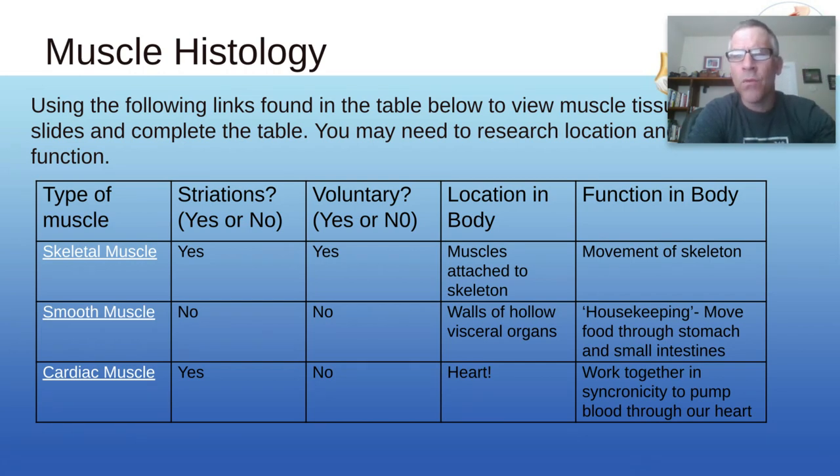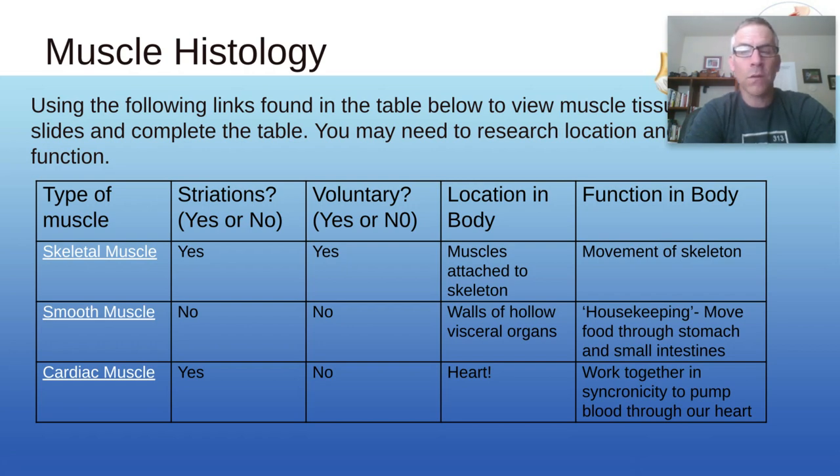Smooth muscle, those are the involuntary muscles that line the walls of hollow visceral organs that are trying to move things through. Think digestive system: your esophagus, your stomach, and your small intestine. Moving food through our digestive system isn't just a gravity thing. There's actual muscle contraction. Some of you may remember the term for that involuntary contraction of the smooth muscle of our digestive system.